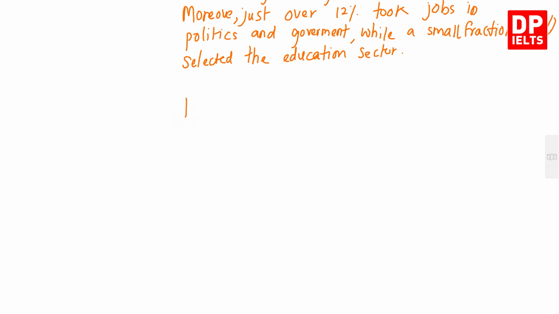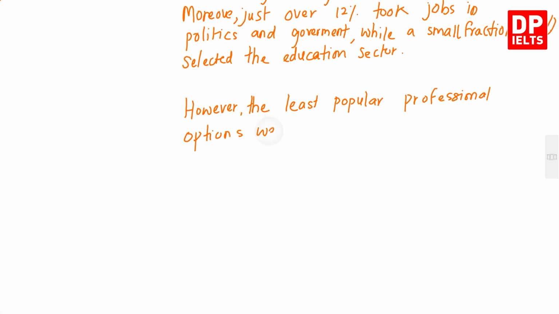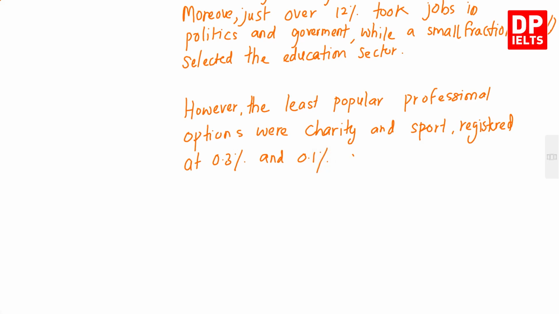However, the least popular professional options were charity and sport, registered at 0.3% and 0.1% consecutively.